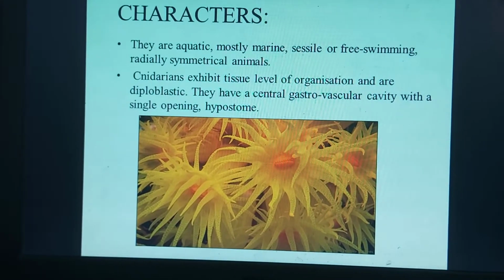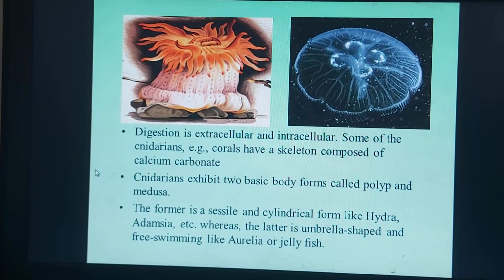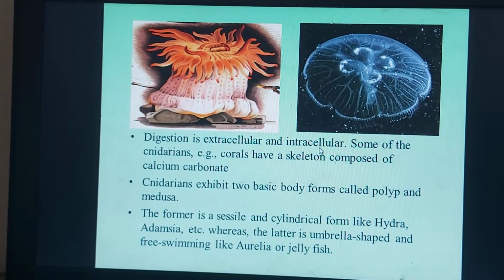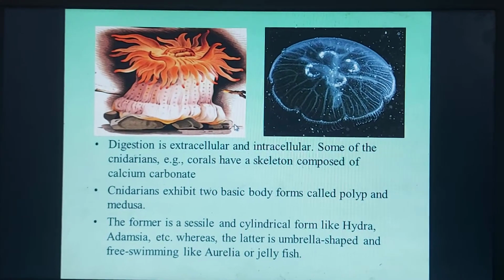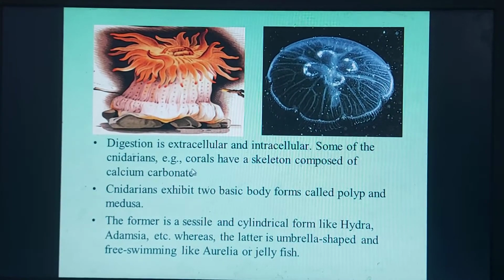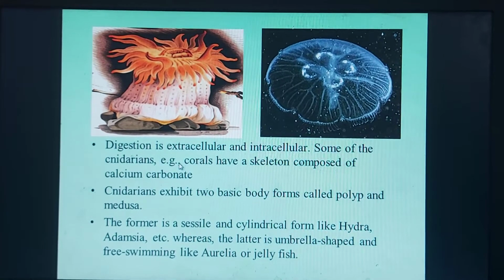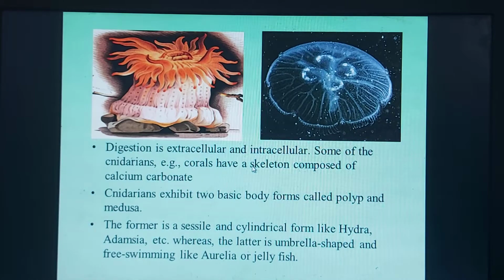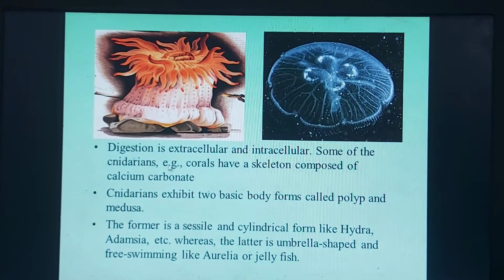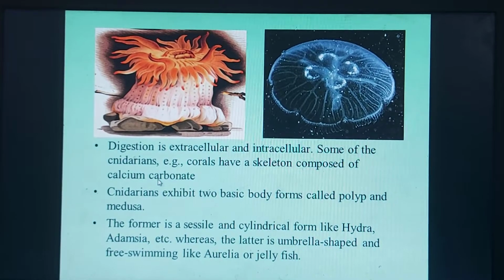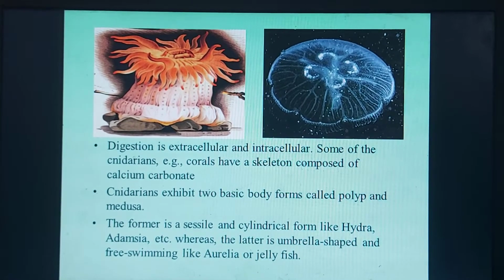Fine. So now let's talk about the digestion. Digestion is extracellular as well as intracellular. That means it can take place outside the cell as well as inside the cell. And some of the cnidarians also exhibit coral-like structure, and they have a skeletal system which is composed of calcium carbonate. I'll show you a picture of the coral coelenterates in the next slide.